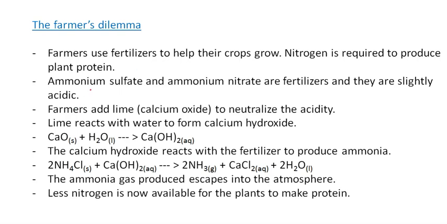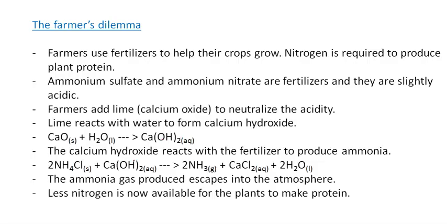So, the farmers want to use fertilizers to help their crops grow, but because the ammonium sulfate and the ammonium nitrate are acidic, they tend to add lime, which is calcium oxide, to neutralize the acidity. The lime, which is calcium oxide, reacts with water to form calcium hydroxide. So CaO plus H2O produces calcium hydroxide.